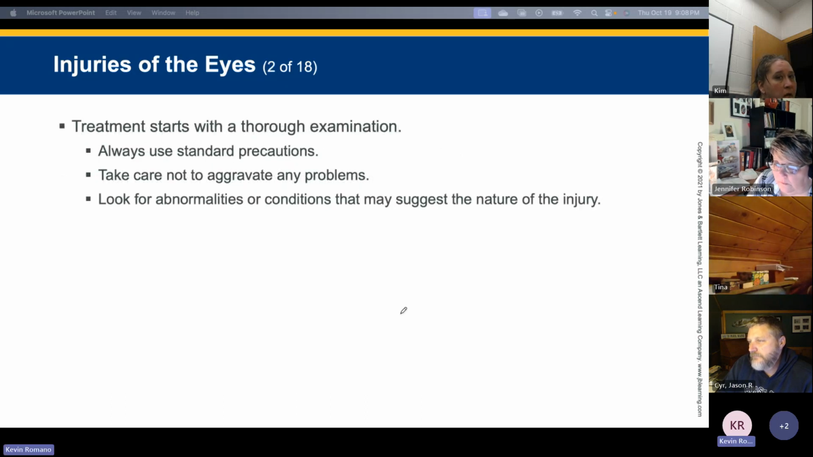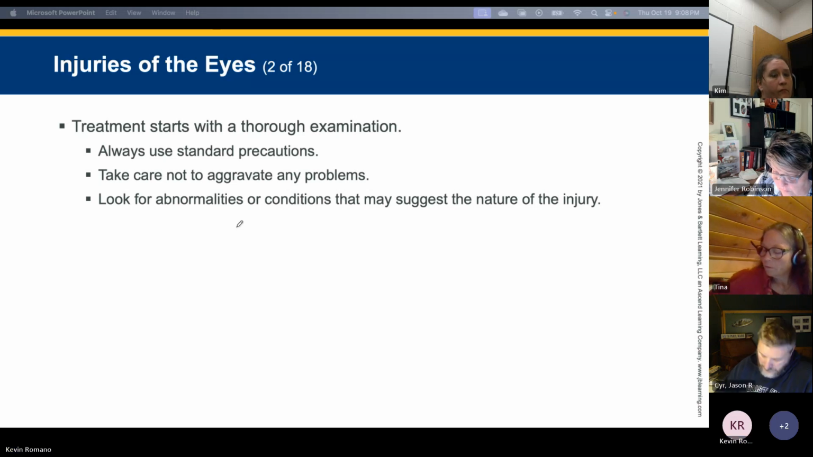Right. So treatment starts with a thorough examination. Look for specific abnormalities or conditions that may suggest the nature of the injury. Try to take care not to aggravate any other problems. Just look at the eye and try not to make anything more aggravated.